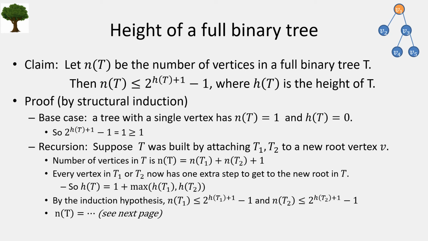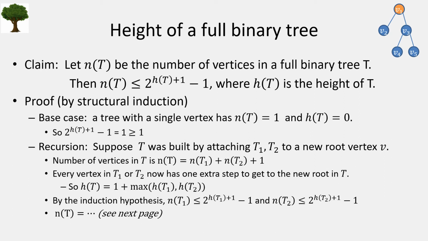So if we plug 0 for h(T) and 1 for n(T), 2 to the 0 plus 1, that will be 2 to the 1, that's 2. 2 minus 1 is 1, which is greater than or equal to the number of nodes, 1. Good, so now let's do the recursion.